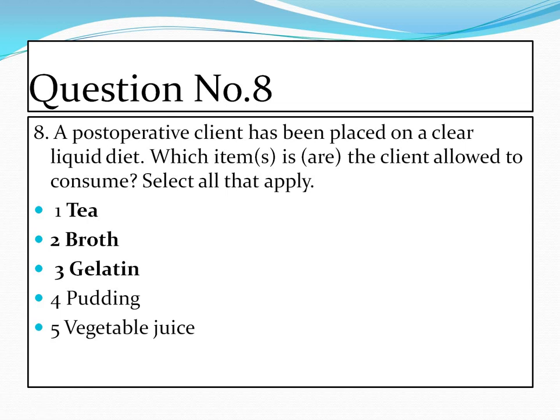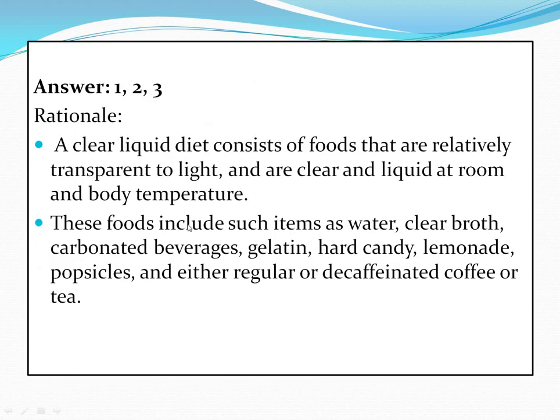A postoperative client has been placed on a clear liquid diet. Which items is the client allowed to consume? Select all that apply. The answers: tea, broth, gelatin, pudding, vegetable juice. What are the correct options? Tea is correct, broth correct, gelatin is also correct. So options 1, 2, 3.